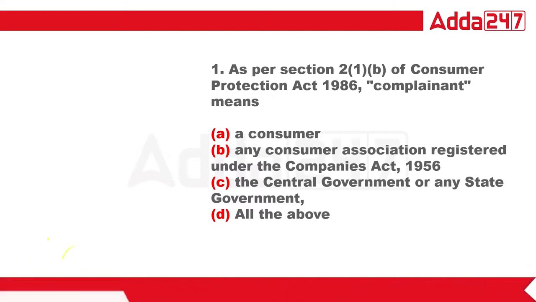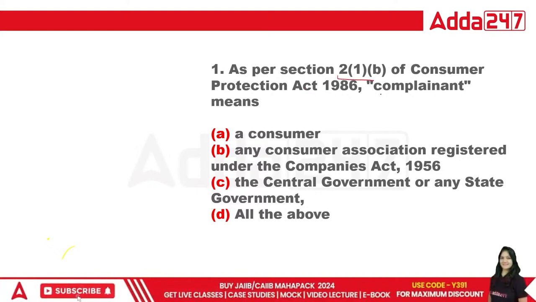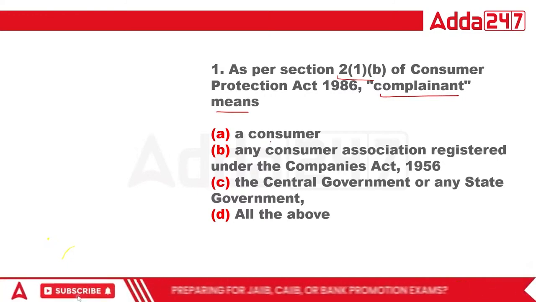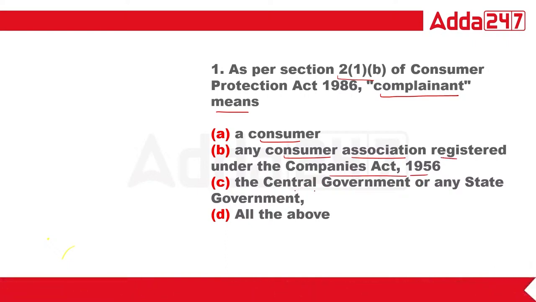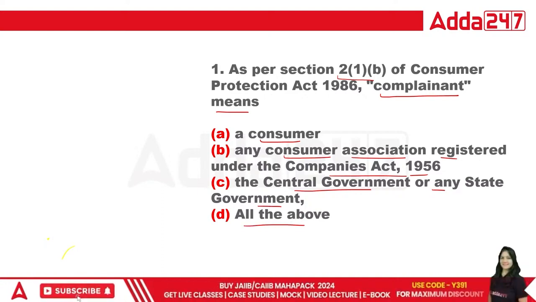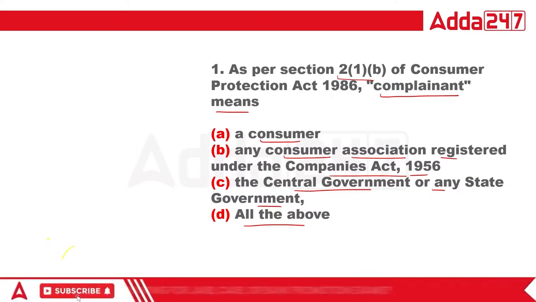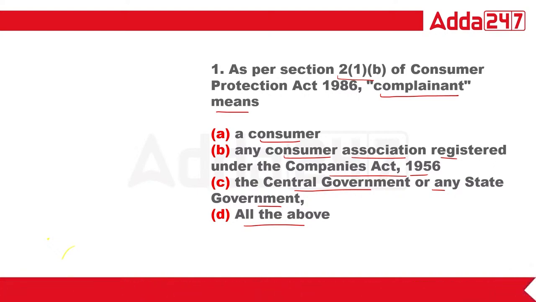Number one question. As per Section 2, Clause 1B, the Consumer Protection Act, complainant means what? What do you mean by the term complainant? A, consumer; B, any consumer association registered under the Company Act 1956; C, central government or any state government; or D, all of the above. Tell me, class, what is the right answer? Complainant means the person who complained. This question is from your definition portion. What is the right answer? Tell me.